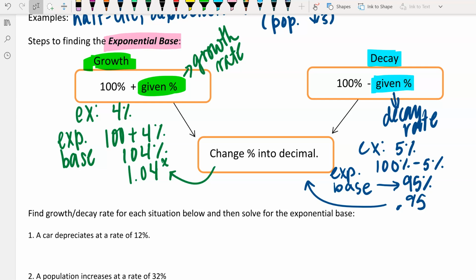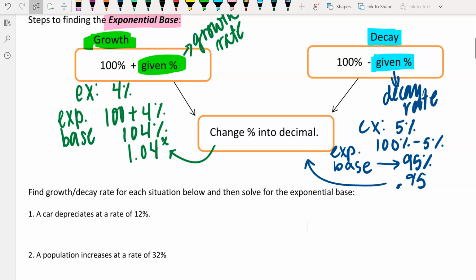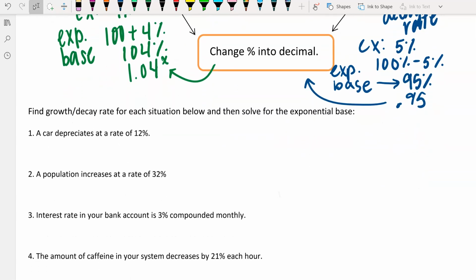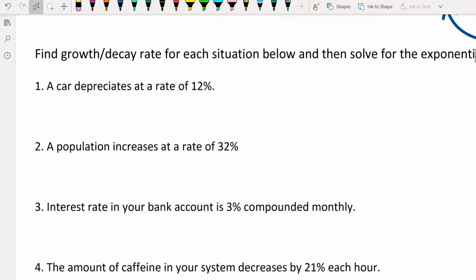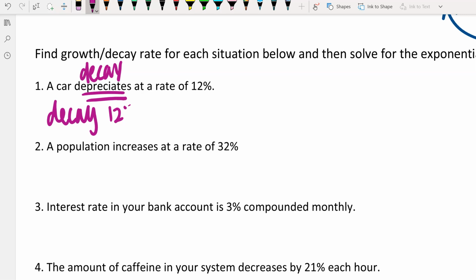So make sure you have that stuff written down. So this next part, we're going to find the growth rate and the decay rate for each of the situations and then solve for the exponential base. So for number 1, a car depreciates at a rate of 12%. It's depreciating, so we know that means decay. Okay, so we can say that it's decaying by 12% per year. So this is our rate right here is 12%.